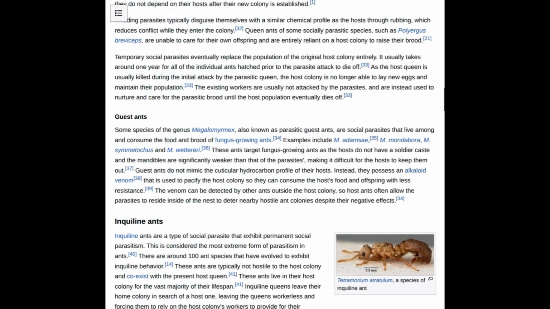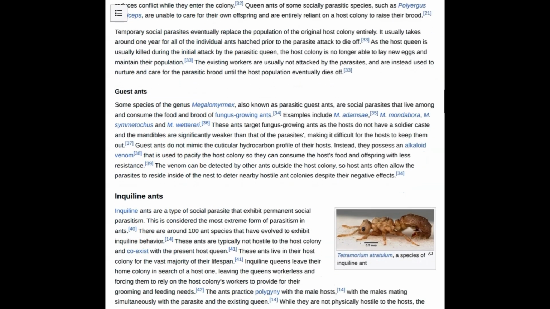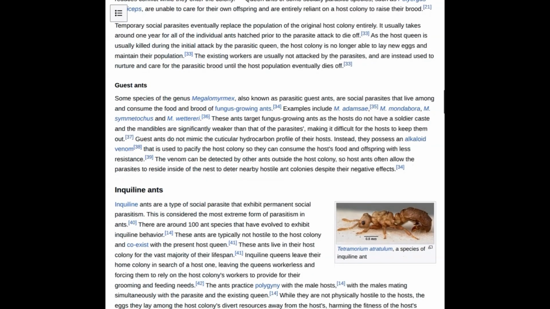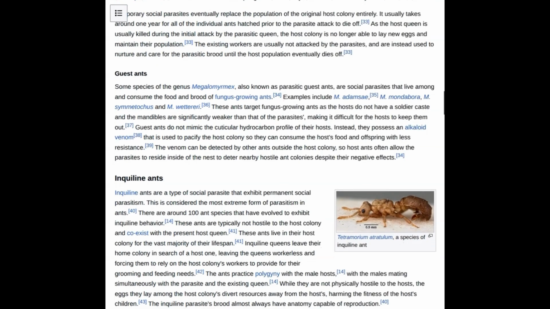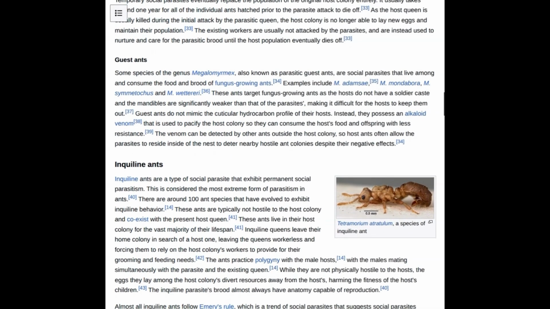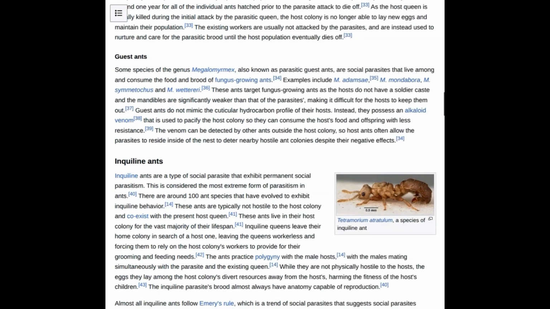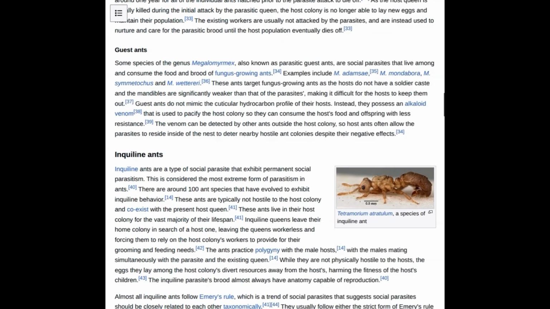Guest ants. Some species of the genus Megalomyrmex, also known as parasitic guest ants, are social parasites that live among and consume the food and brood of fungus-growing ants. Examples include M. adamsae, M. mondibora, M. semiticus, and M. wetereri. These ants target fungus-growing ants as the hosts do not have a soldier caste, and the mandibles are significantly weaker than that of the parasites, making it difficult for the hosts to keep them out. Guest ants do not mimic the cuticular hydrocarbon profile of their hosts.